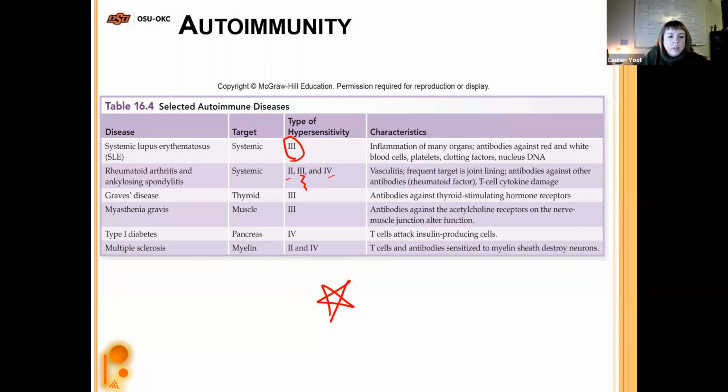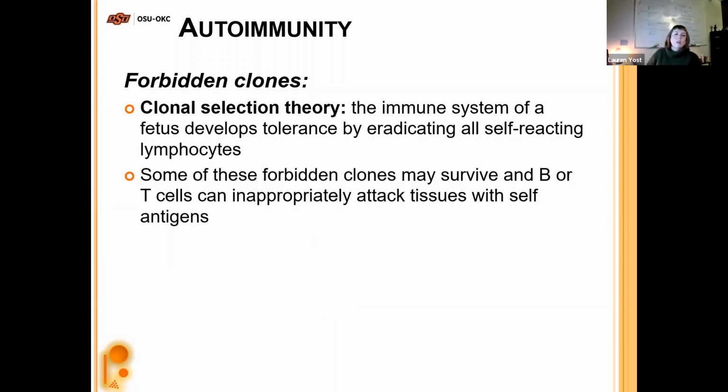Graves' disease in the thyroid and myasthenia gravis in the muscles are immune complex. Type 1 diabetes is a cell-mediated attack on insulin producing cells, and multiple sclerosis has to deal with type 2 sensitivity as well as a type 4 sensitivity. You're welcome to look through the characteristics involved in these, but I would definitely be aware of the concepts behind how these work. I'm assuming you knew that lupus was an autoimmune disease, but you should probably be aware of that right now. So is type 1 diabetes.